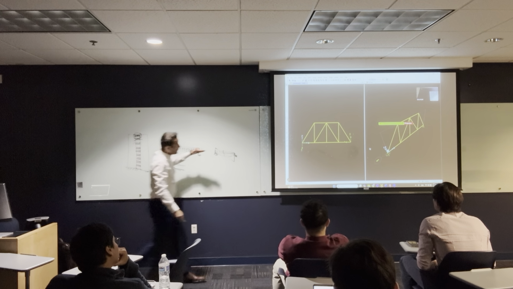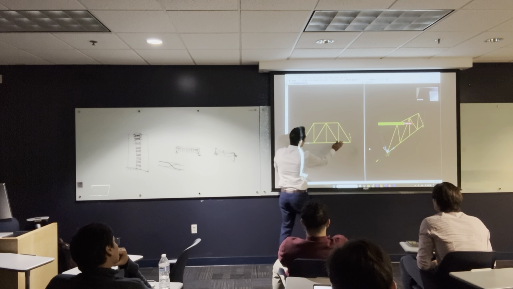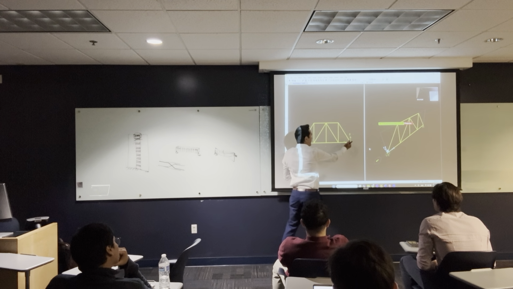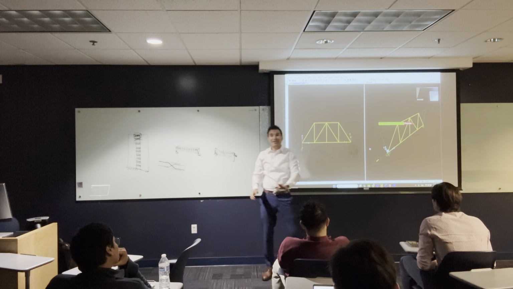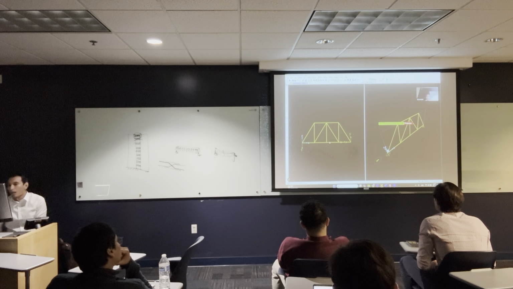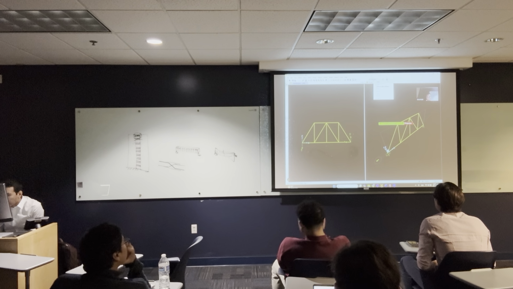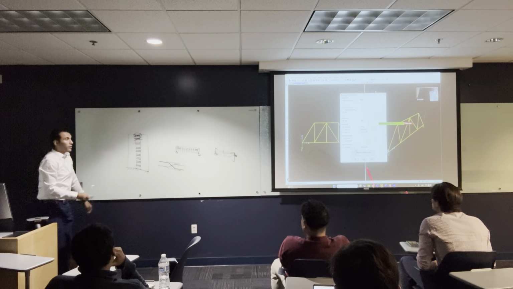If you have a 5-ton load going that way, this is the only one that can take the 5, and these 2 are going to make a moment like this, so this is going to counter the moment, and they are equal in value. Okay, so reactions make sense. Let's see the internal forces. I'm going to see the internal forces in the frames, and I'm going to show them due to the dead load.